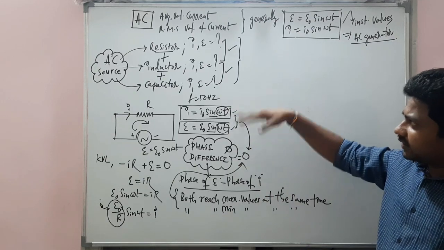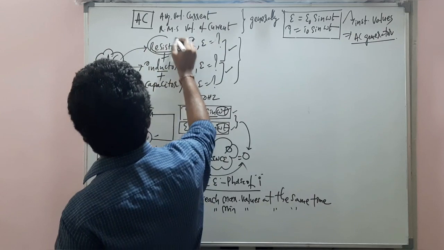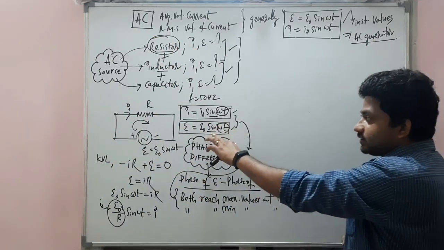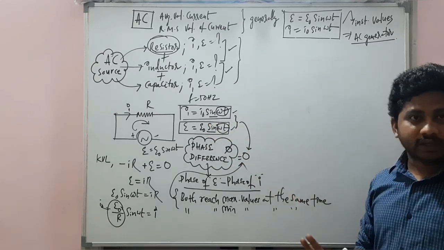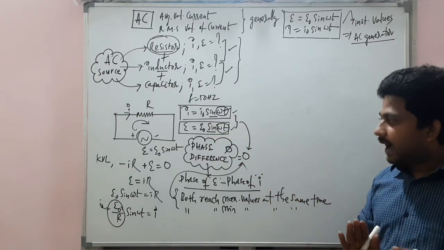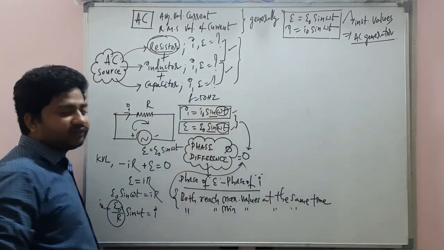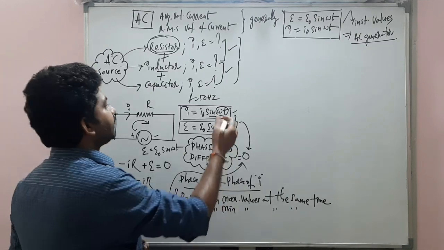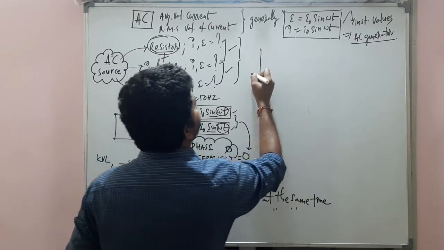Let us concentrate on the resistor only. When an alternating current source is connected to the resistor, as we are discussing now, we have our instantaneous current and instantaneous EMF values. The phase difference is 0. Let me draw the graphical representation of the phase difference being 0 here.